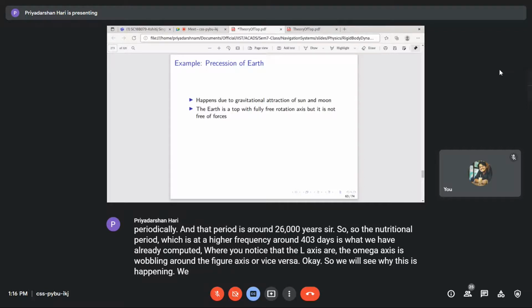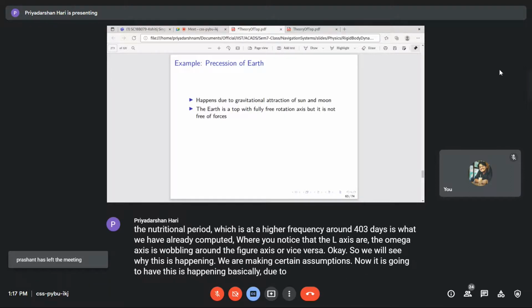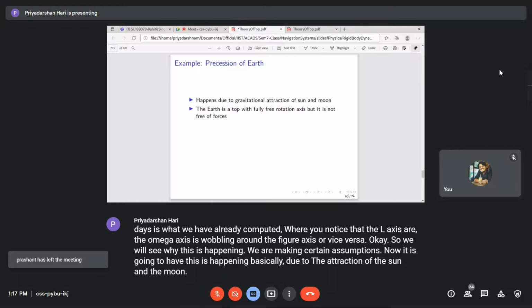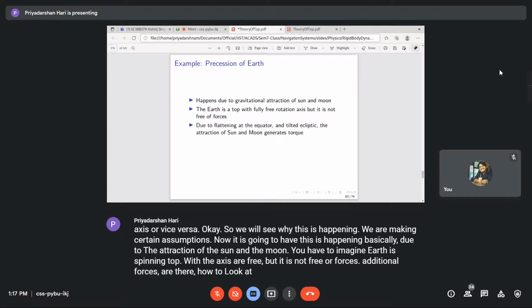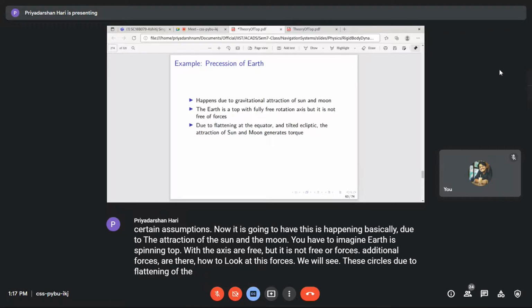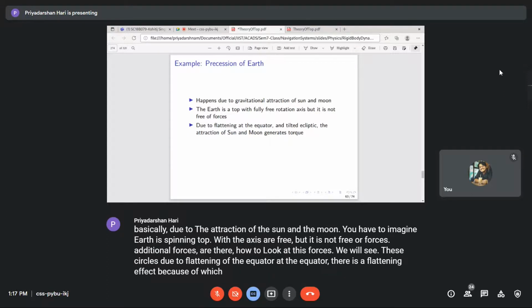We are making certain assumptions now. This is happening basically due to the attraction of the sun and the moon. You have to imagine Earth is a spinning top with the axes free, but it is not free of forces. Additional forces are there. How to look at these forces, we will see. This occurs due to flattening of the equator. At the equator, there is a flattening effect, because of which there is some variation in the masses. We will look at it shortly now.